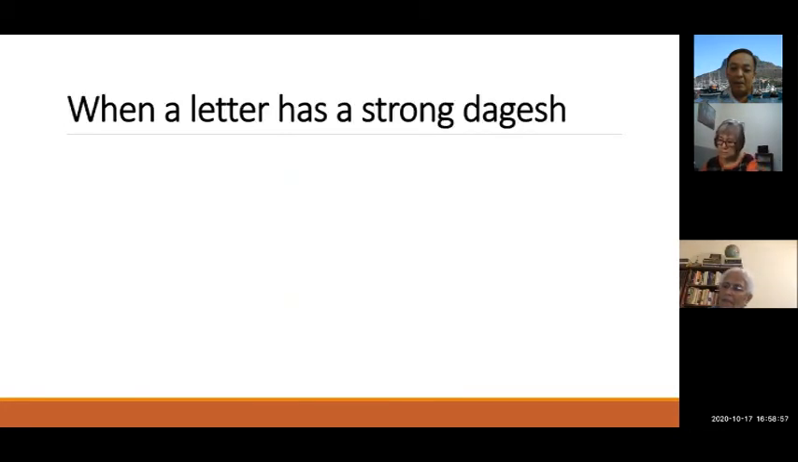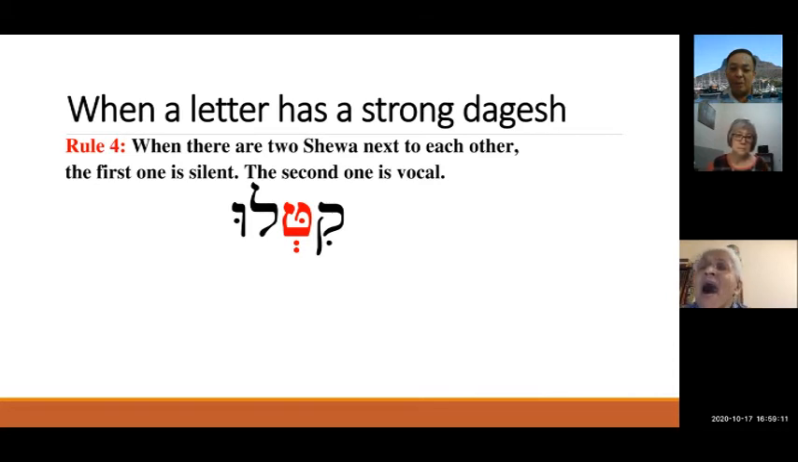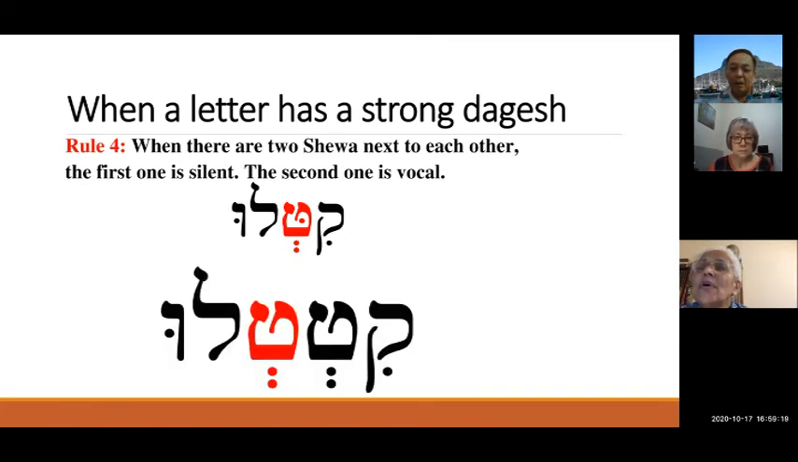Next slide. Rule number 4 is when there are 2 schwas next to each other. The first one is silent, the second is vocal, like I mentioned just now as well. You look at this word, for example, kitlu. Look at here carefully. This is a strong dagesh. A strong dagesh means it doubles, right? It doubles like this, 1 and then 2 here.